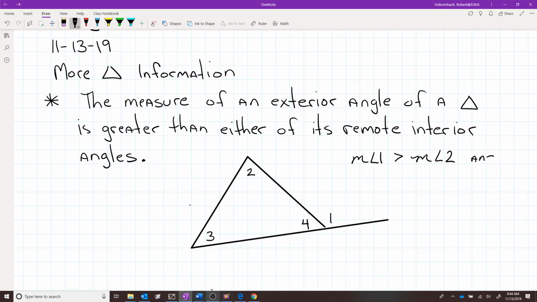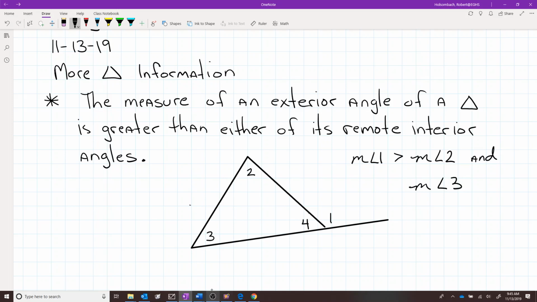and the measure of angle 3. Because earlier in the year we said that the measure of angle 1 is equal to the sum of its remote interior angles. So angle 1 is equal to the measure of angle 2 plus the measure of angle 3. So in that case, it's got to be greater than both of them. Does everybody see that?